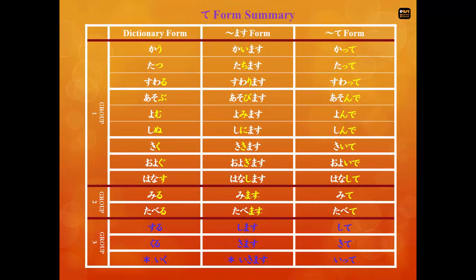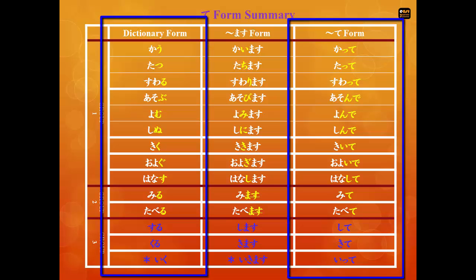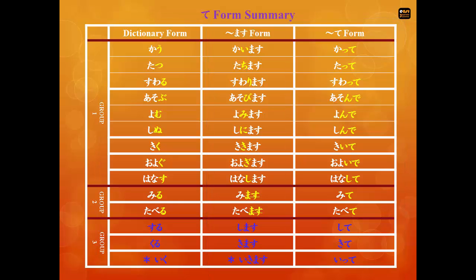So here's a table summarizing the whole te form system. We've been working from the must form in this video, but you can just as easily make the te form from the dictionary form by focusing on the sound at the end of the group 1 verbs rather than the sound before must for those verbs. So that's the te form system.